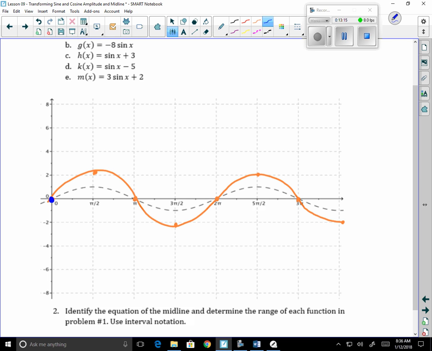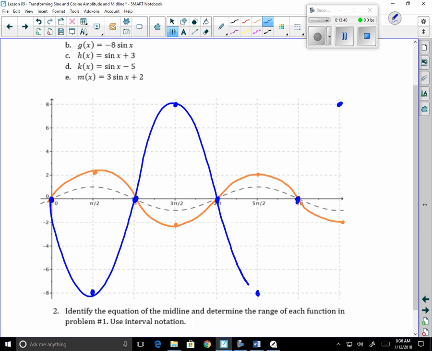But at pi over 2, instead of going up to +8, I'm going to go down to -8. So I'm going to go back to 0. And instead of going down to -8, I'm going to go up to +8. And I'll end up here at +8. So my curve is going to look something like this.